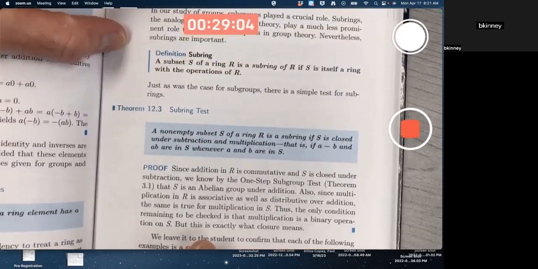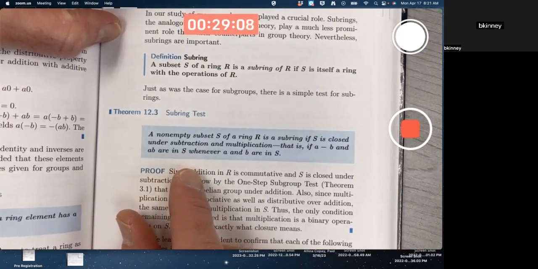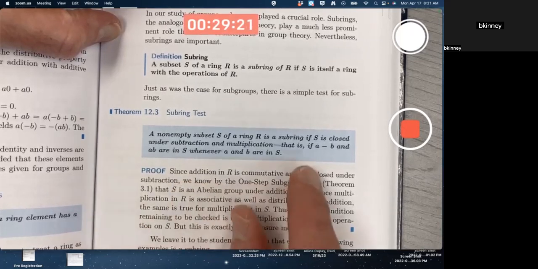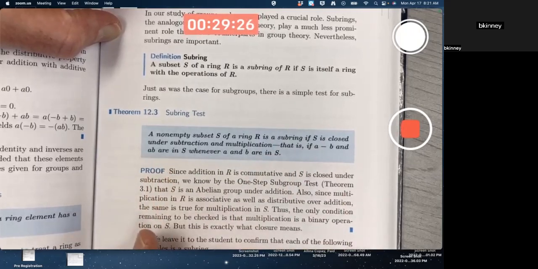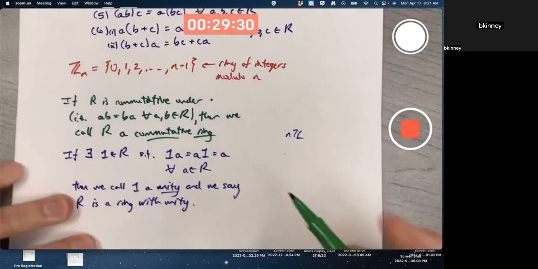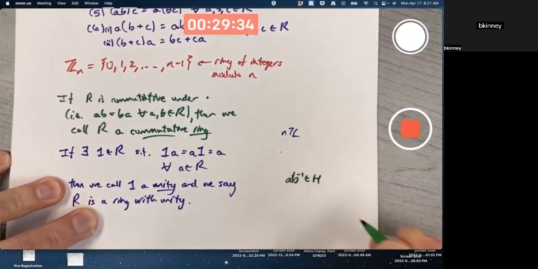And just like there's a subgroup test, there's a subring test. A non-empty subset S of a ring R is a subring if S is closed under subtraction and multiplication. So the subtraction corresponds to the same thing as the subgroup test. A and B in S means A minus B needs to be in S. That's analogous to A, B inverse being in H when H was a subgroup.